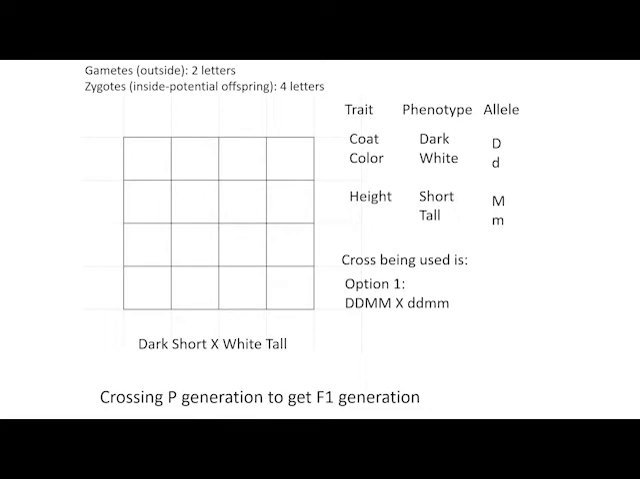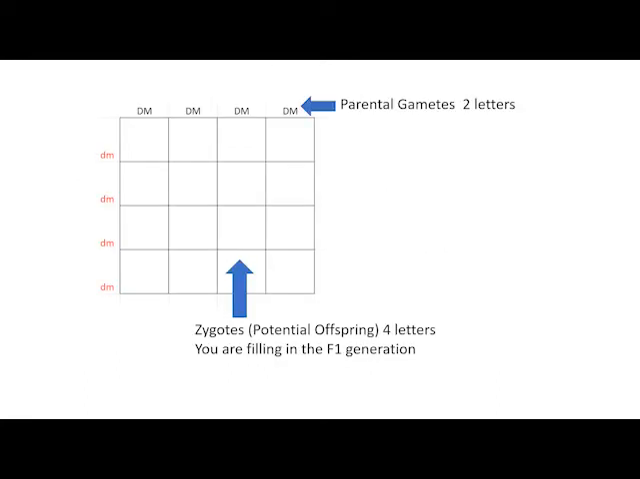Because of that, when I flip to this slide, you will see what the outside of the boxes are going to look like. Remember, the parental gametes, 2 letters, and I should have both a D and an M there in my example. And yet, the zygotes that go inside with the 4 letters should have 2 Ds and 2 Ms, one from each side.